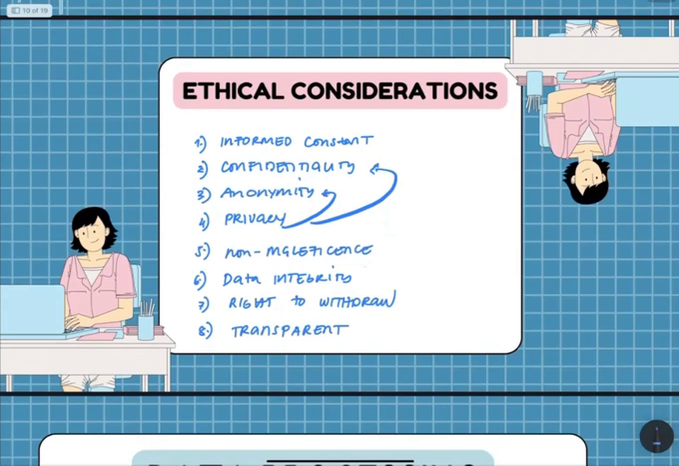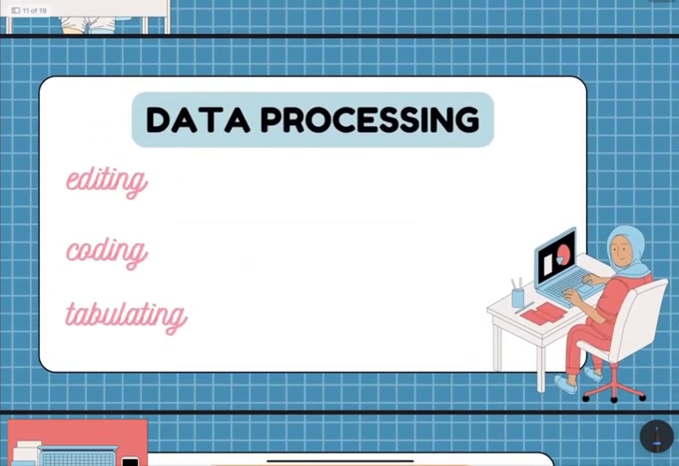So all of those things are already done. You are already very ethical in terms of your data gathering. You already know what method, what instrument to use. You're sure that it's precise and accurate. And you already have the data with you because you have already completed the process of collecting your data. So now we will proceed with data processing.